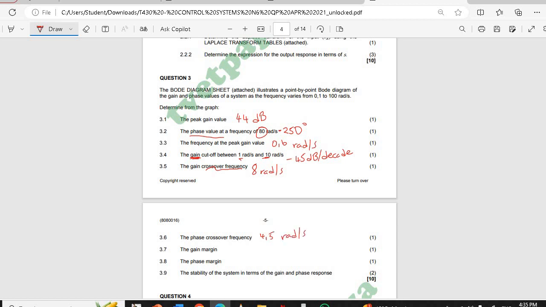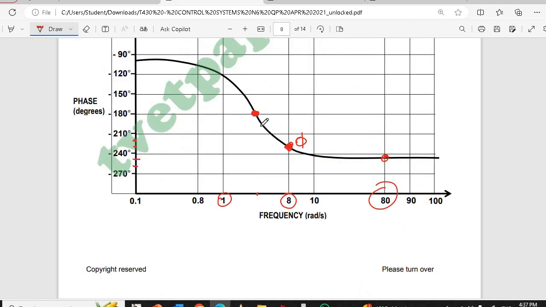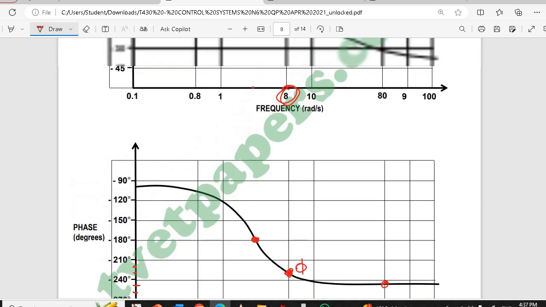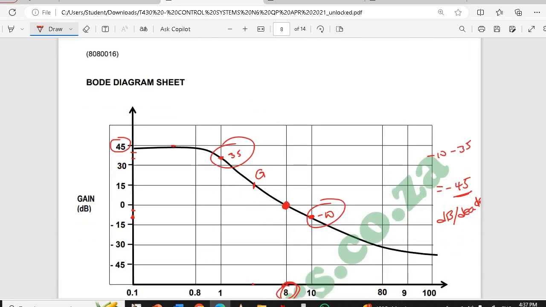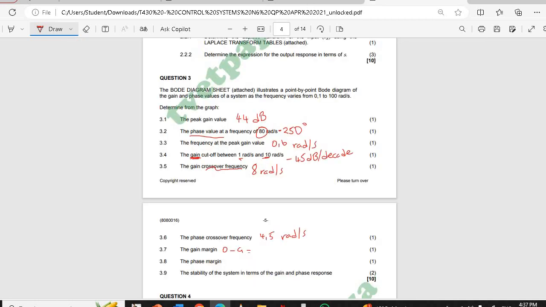The gain margin, how do you calculate gain margin? Okay, 0 minus G, remember we already labeled this. G is the gain when your phase is minus 180, at that frequency of 4.5 here. We can see that's positive 15. So the answer will be 0 minus positive 15. The answer is negative 15 decibels. So we can already see our system is unstable.